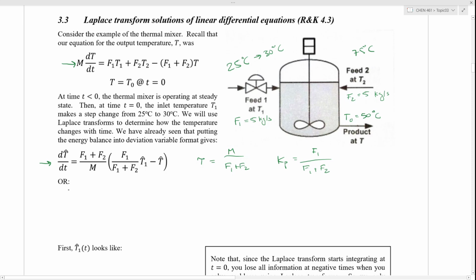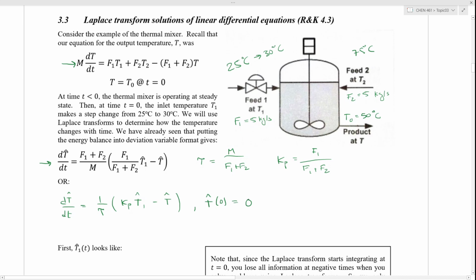Recognizing these groupings of constants, our differential equation is d T hat d t equal to 1 over tau times Kp times T1 hat minus T hat. And we have an initial condition of T hat equal to 0.